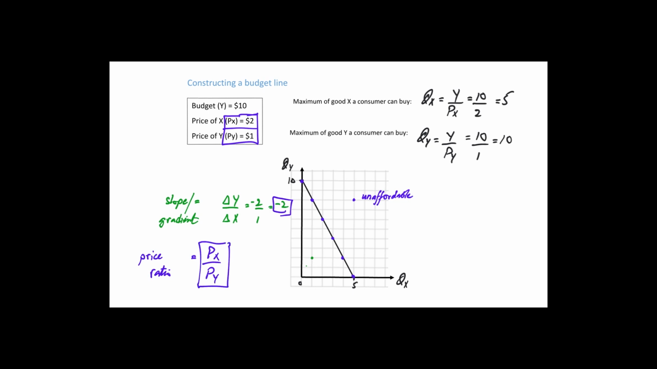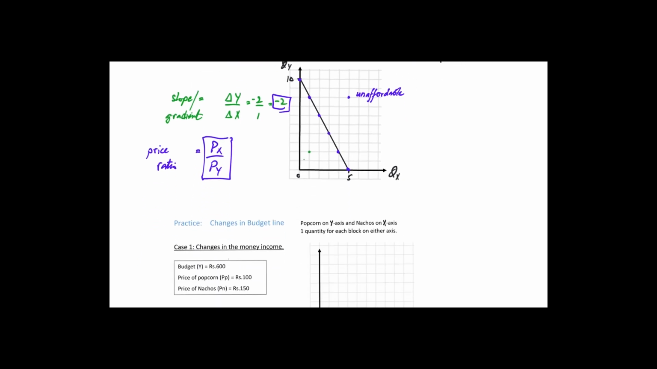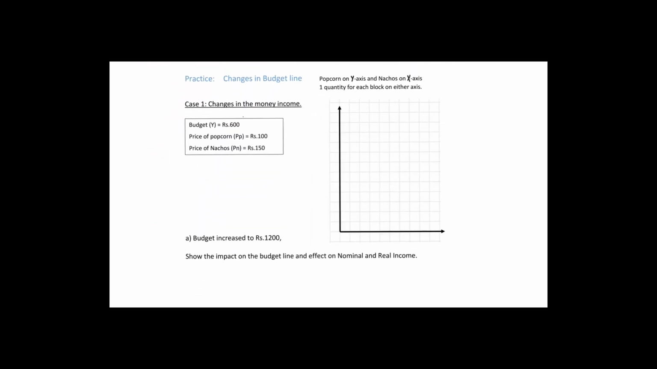This is important because it's going to link with our marginal rate of substitution a little further ahead. Are we clear? So this is how you construct it. Now, different changes you have to learn. I'll go really fast with this because we've already done it.